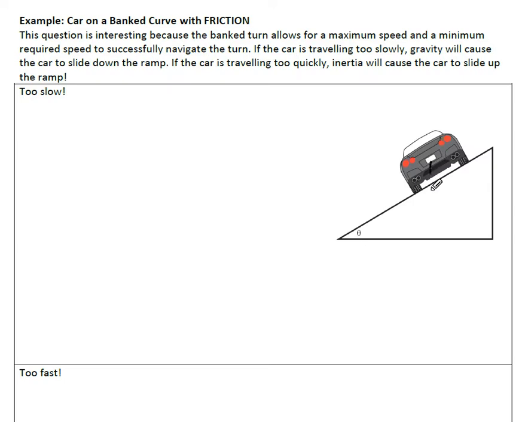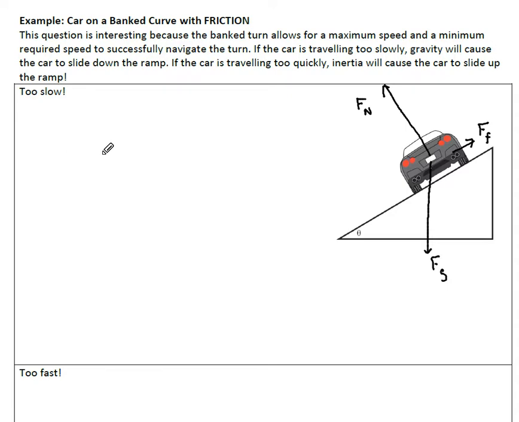So again, let's draw those vectors. We have force of gravity downwards and normal force up and to the left. Okay, so what's going to happen is if the car is going to travel too slow, the car will want to slide down the ramp. You know friction always opposes the direction of motion. So if the car wants to slide down the ramp, friction will actually be pointed up the ramp to oppose that sliding.